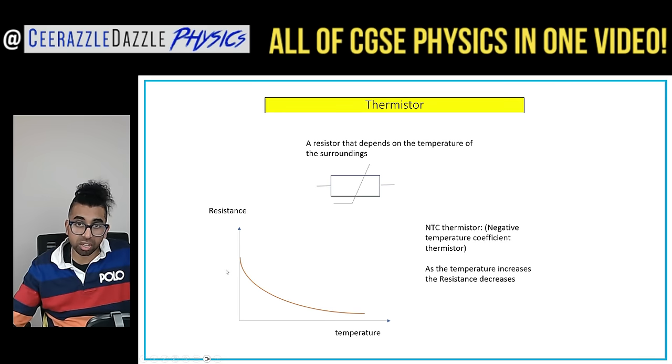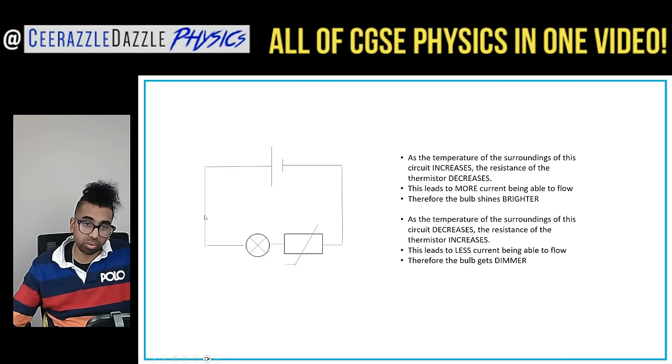Now let's look at it in a circuit. Over here, we've got a cell, a bulb, and the thermistor. What happens if the temperature of the surroundings increases? The resistance of the circuit will drop down. If the resistance drops down, the current will increase, and therefore the bulb will shine brighter.